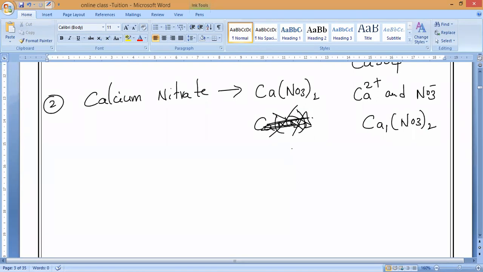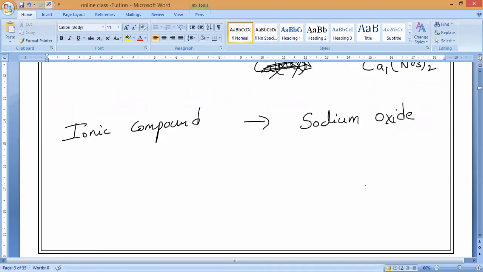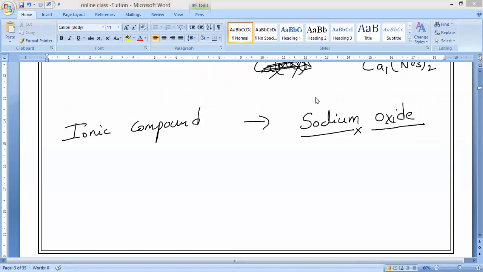Okay, now let me see if you are really understanding. Draw the electron dot structure of an ionic compound called sodium oxide. Who will draw? Suppose this is the formation of sodium oxide. First tell me, what is the sodium oxide formula? Na2O, sir.